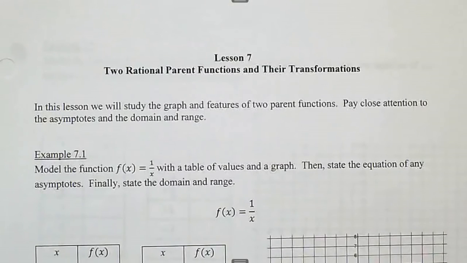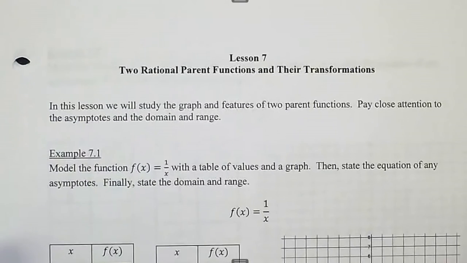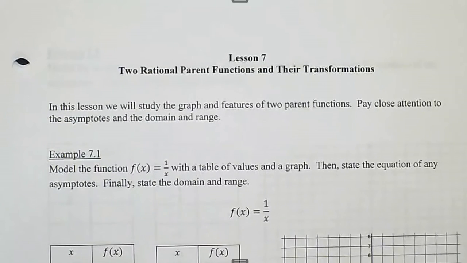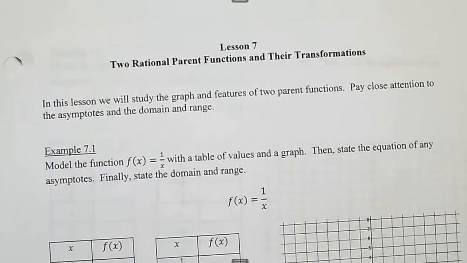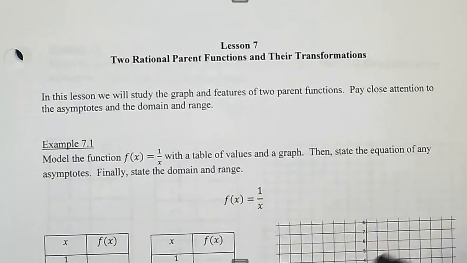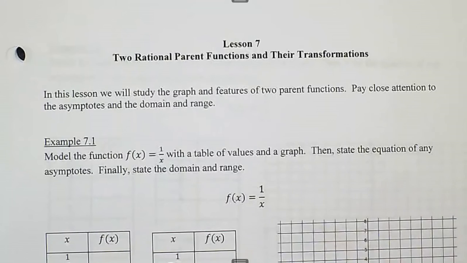Hi, welcome to Lesson 7 in Unit 11 of Algebra 2. Today we're going to look at two very special parent functions, and we're going to discuss their asymptotes, their domain, and their range. We're going to start with the reciprocal function, f of x equals 1 over x. We're going to model it with a table and a graph.